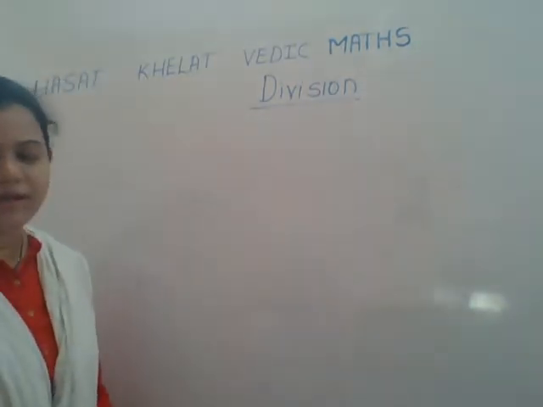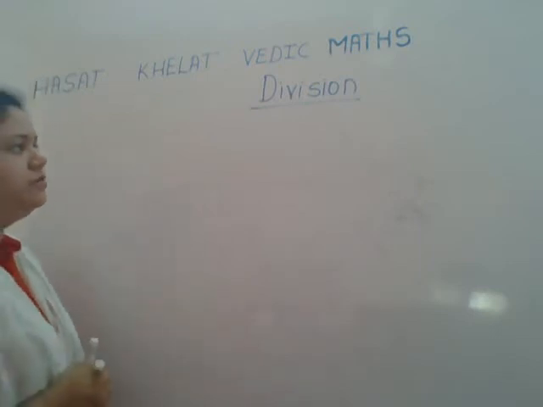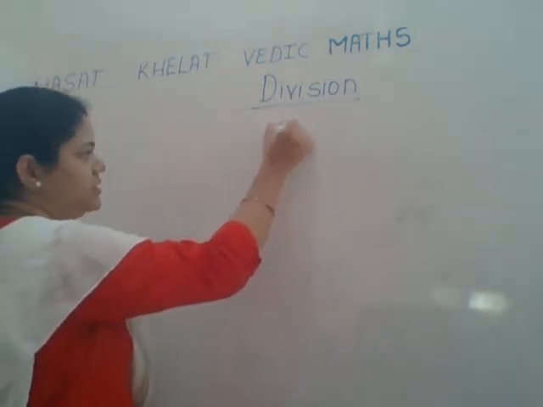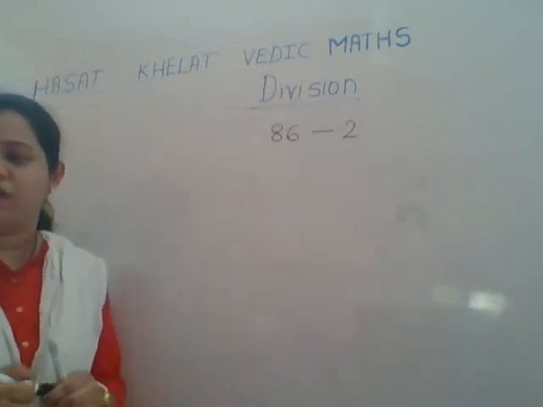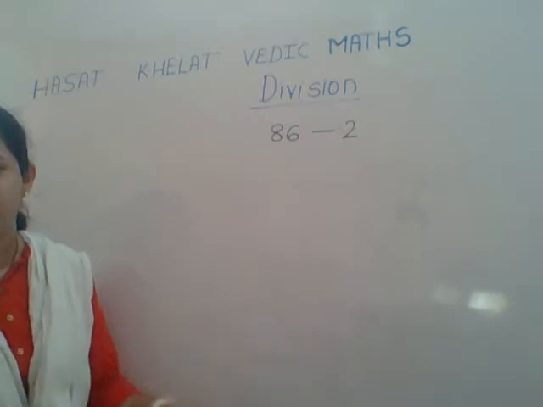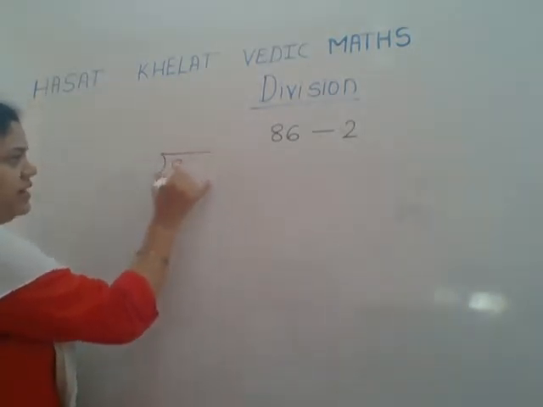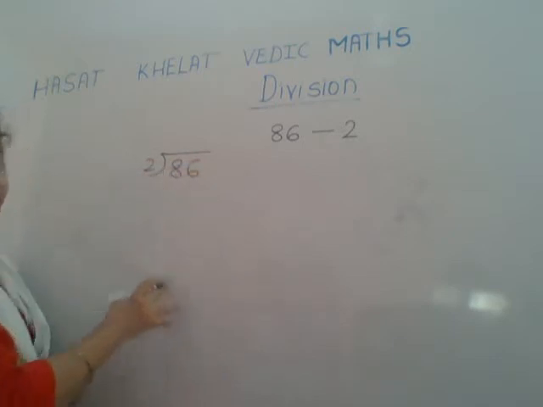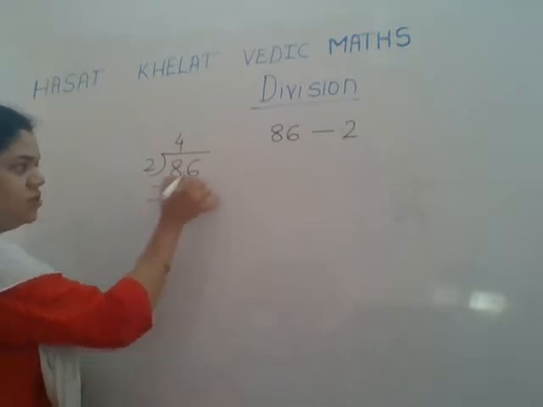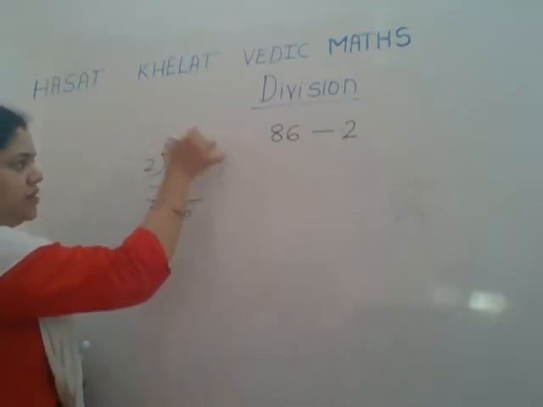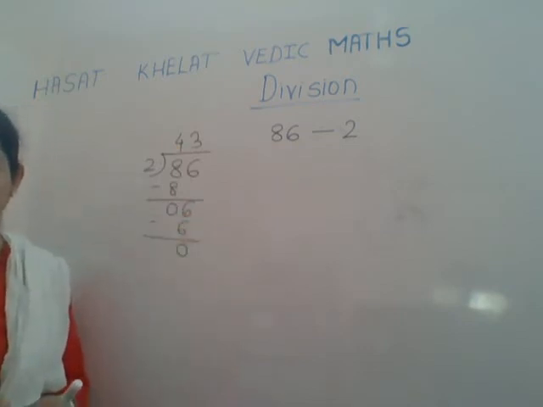Now first, let's start with small divisions. Okay, if I have to divide the number 86 by 2, I know it is very simple. You will put 86 inside, 2 outside, and then you will do 2 4s are 8. This will come 0, you will take 6 down, then you will write 2 3s are 6, 0. In this way, traditionally you will solve.